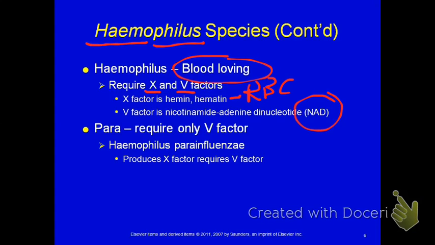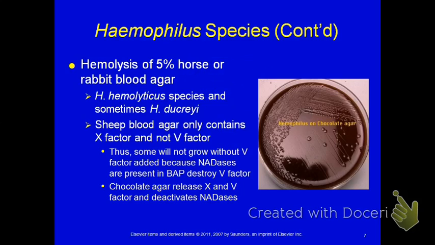Forgive the tricycle for passing by. Okay, there you go. Now, Hemophilus para-influenzae would only require V factor. Hemophilus influenzae would require both the X and V factor.